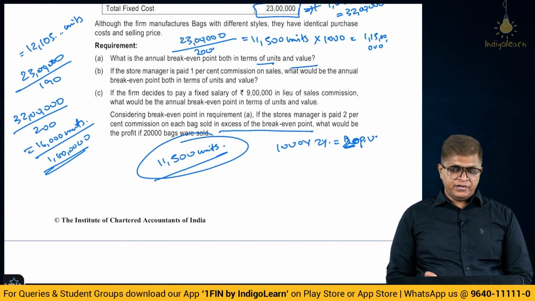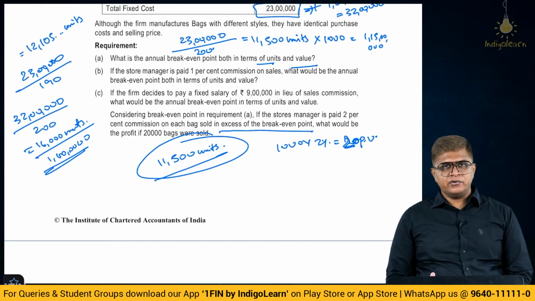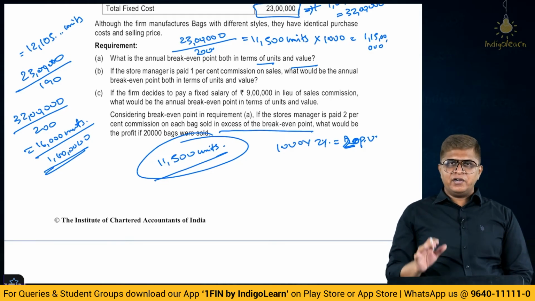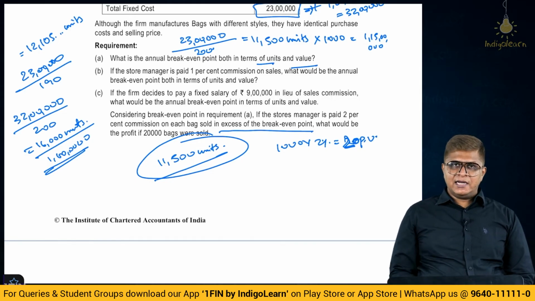What would be the profit if 20,000 bags were sold? See, there are multiple ways in which you can do that. You can prepare the entire profitability for 20,000 bags and do it, or I will give you a shortcut approach which also can be adopted.